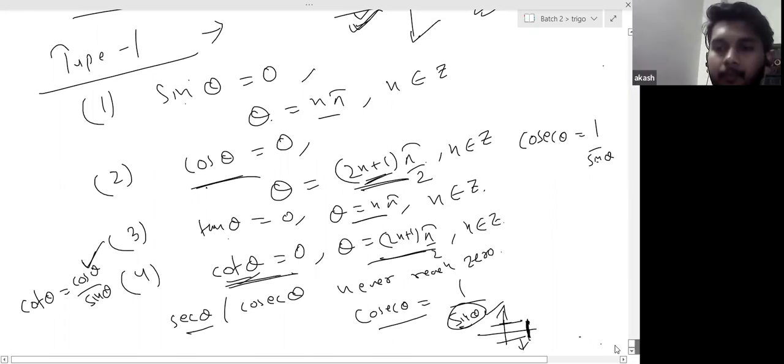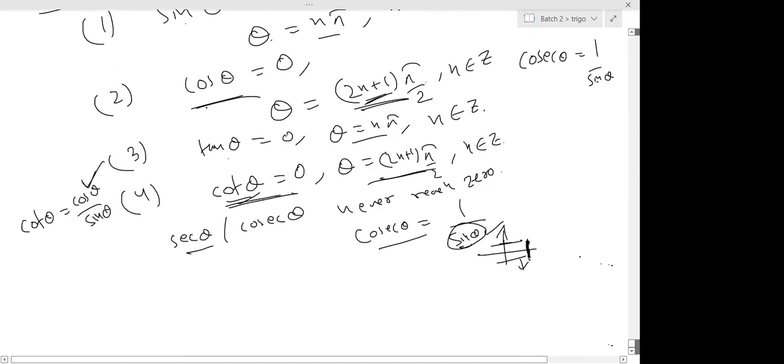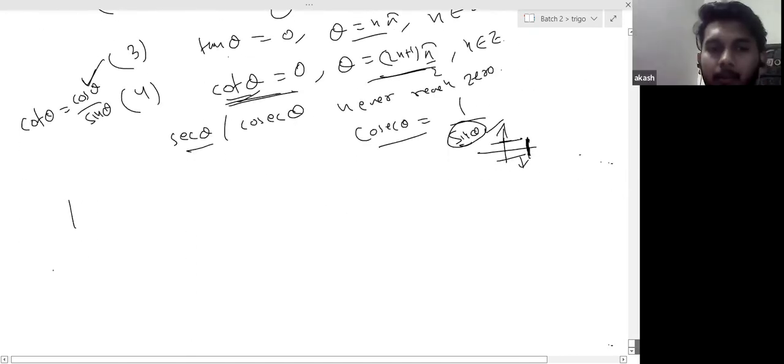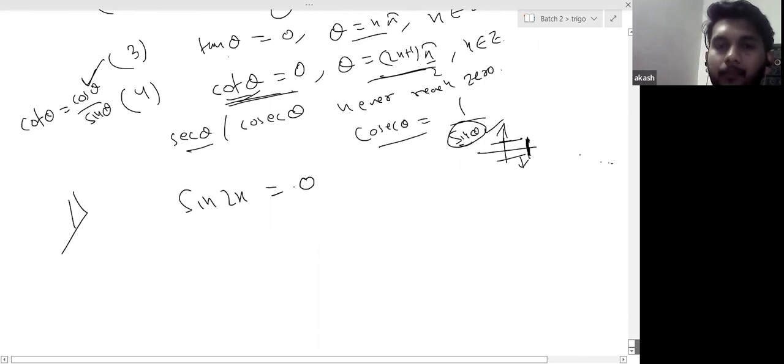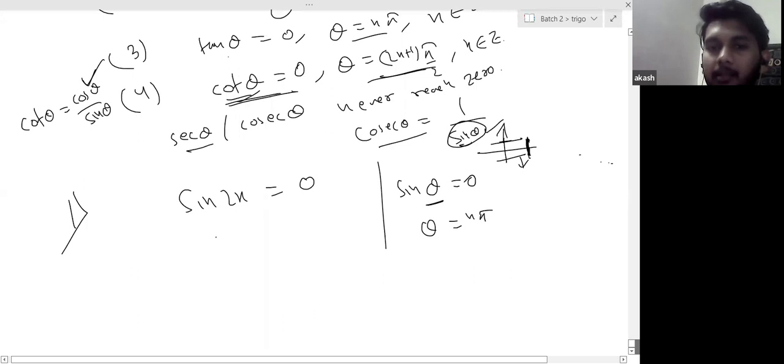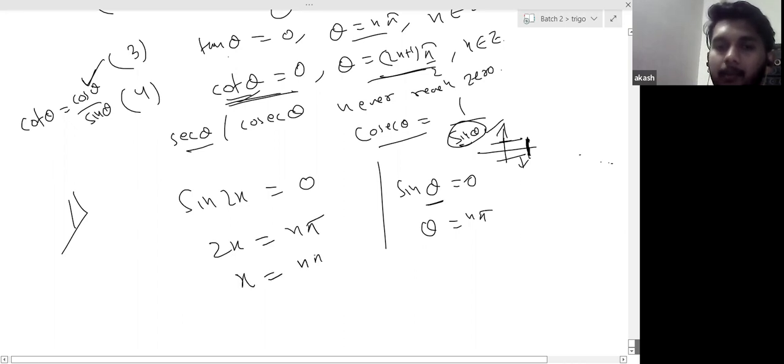Okay. So how to use this formula? If someone tells you to solve sine 2x equals 0. In that formula, we have seen that if sine theta is 0, then theta is n pi. Here the value of theta is 2x. So 2x will be equal to n pi, so x will be equal to n pi by 2, where n belongs to integers.